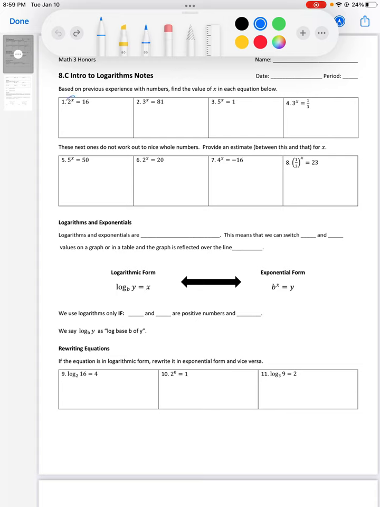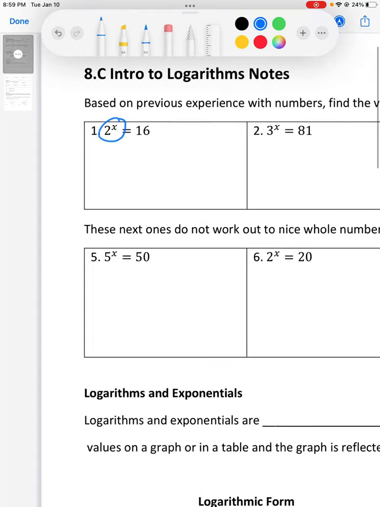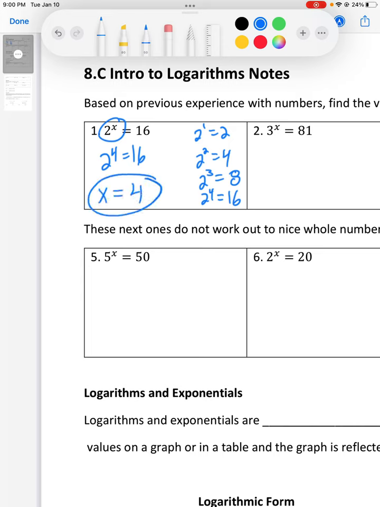If I have 2 to the x, what number does x have to be for it to equal 16? So you have to have 2 to the 4th, right? 2 to the 4th is 16. And if you needed to test it out, you could go 2 to the 1 is 2, 2 to the 2 is 4. You can just keep trying. 2 to the 3 is 8 until you get to 16. So you can just keep testing it out. So that means x would have to be 4. Okay? So we've done a little bit with exponents.